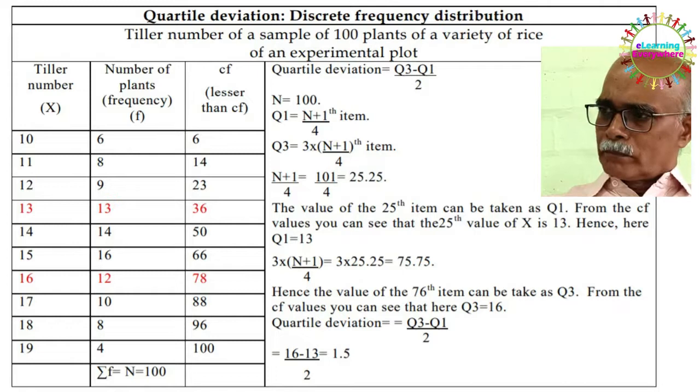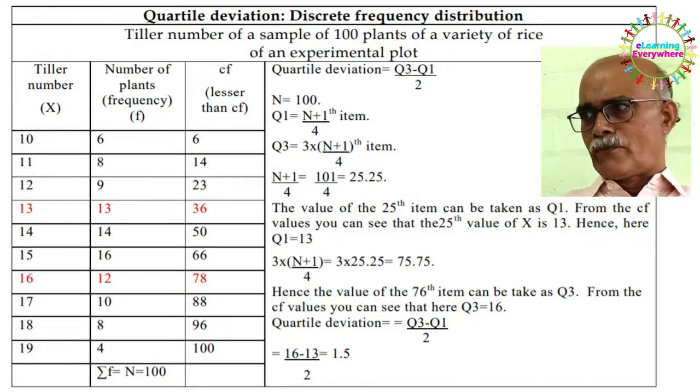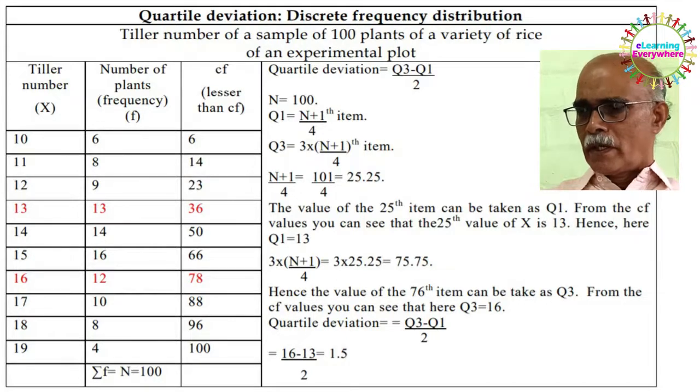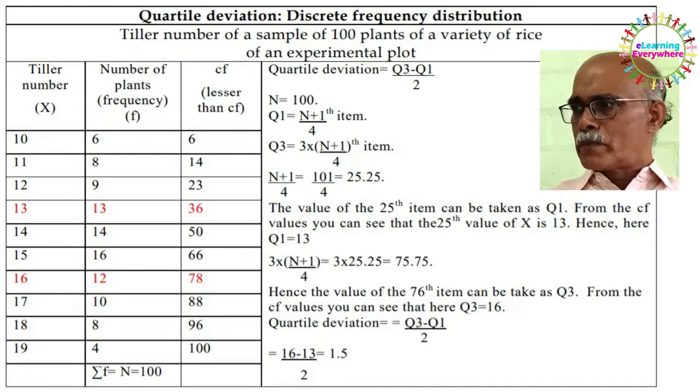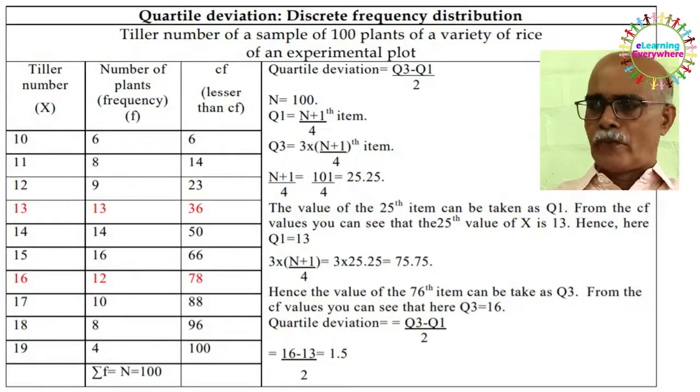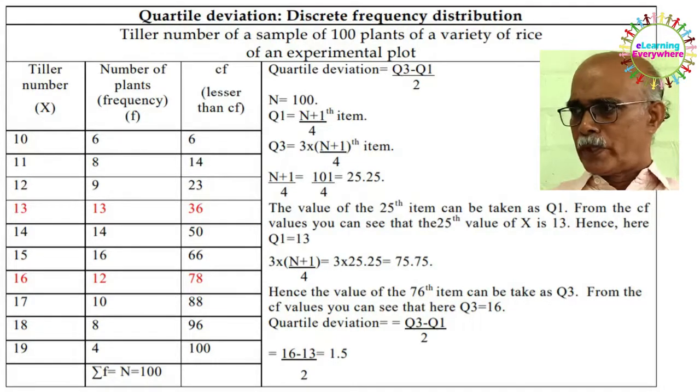And here also, quartile deviation is the difference between the value at the Q3 position and the value at the Q1 position. The first step is to find out the Q3 position and the Q1 position. Here in the given distribution, n is equal to 100. So the position of Q1 is at the (n plus 1) by 4 position, and the position of Q3 is obtained by multiplying (n plus 1) by 4 by 3.